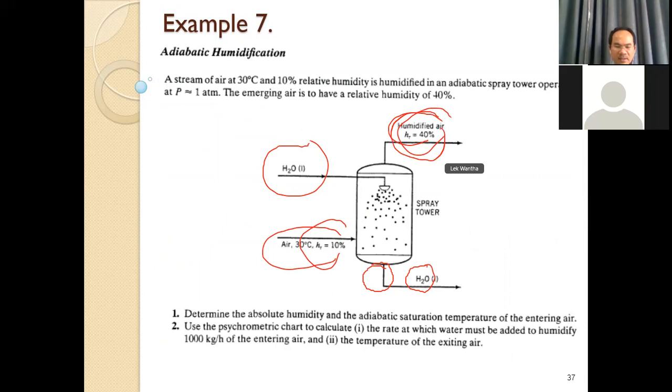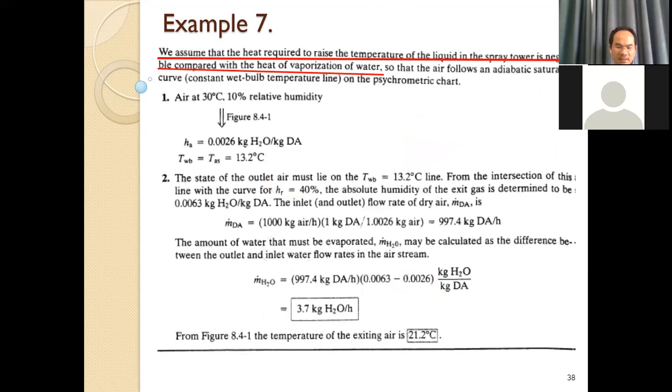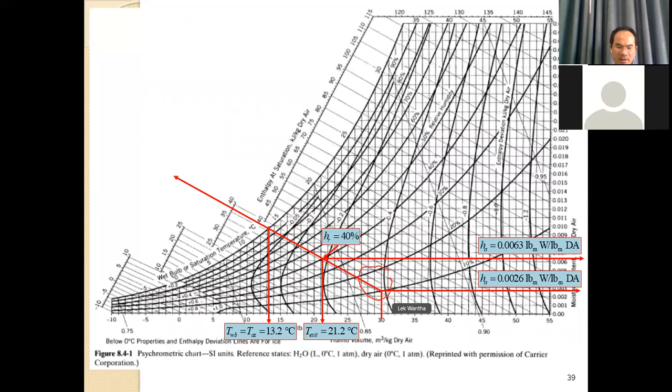That means liquid water is dropped in mass, decreasing, but the water in the air is increased at the outlet. Okay, you can calculate based on the difference in absolute humidity. This is the outlet absolute humidity. This is the inlet.